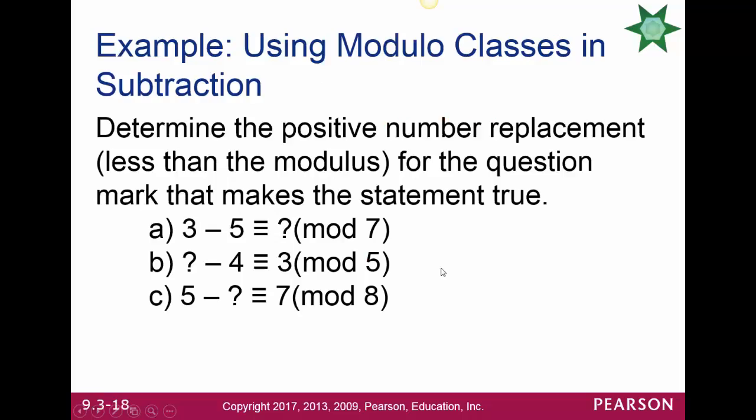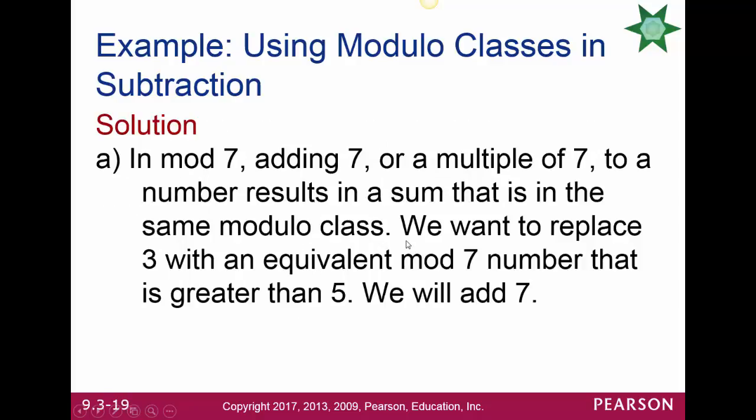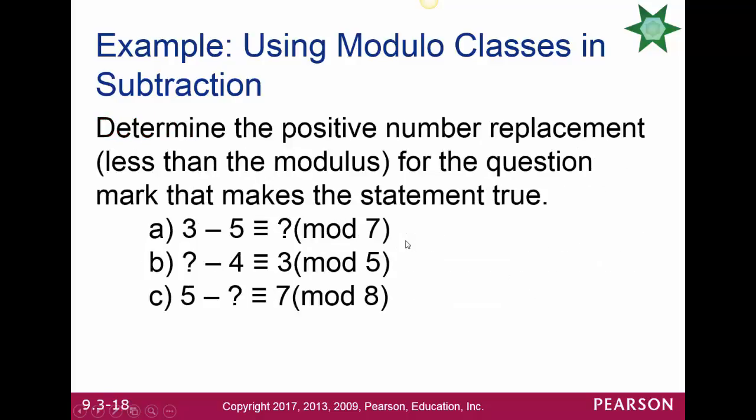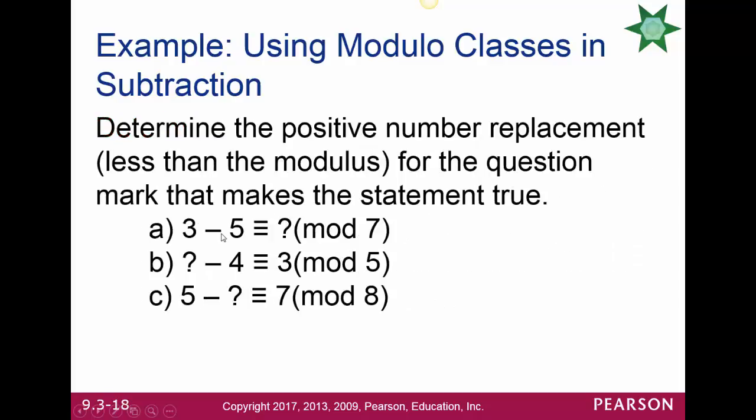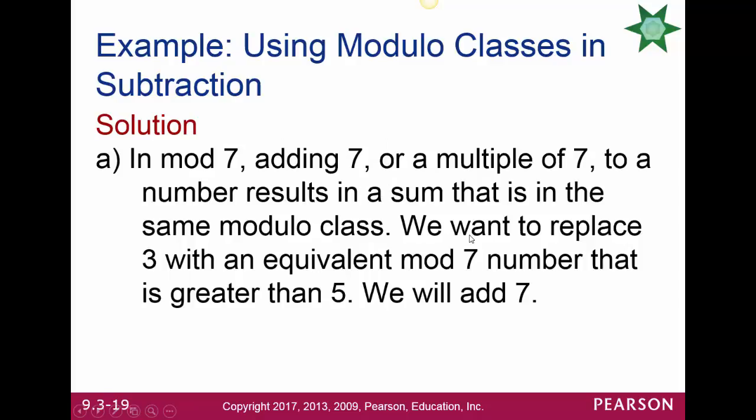Okay, let's do a couple more here. Determine the positive number replacement less than the modulus. We always want a positive number when we're doing our congruence here for the question mark that makes the statement true. Let's do the first one. Let's go back for a second. The first one said 3 minus 5 is congruent to what in the modulo 7 system? Notice on the left side here, if I do the subtraction, I get a negative number, which is not going to help me over here. So what I can do is add the modulus to come up to a positive number.